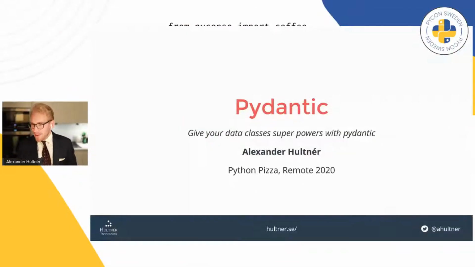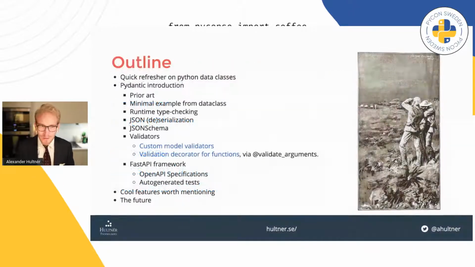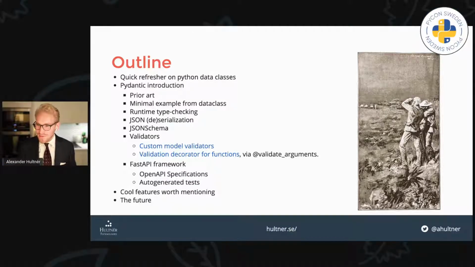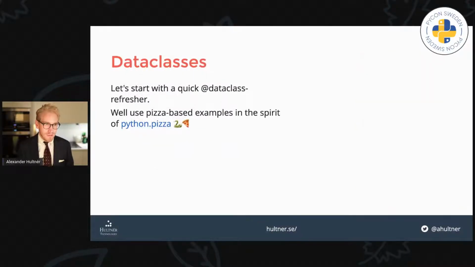So let me begin then. I'm going to talk very quickly about Pydantic. It's a way to supercharge your data classes. I'm not going to talk about myself; I've already done that. So, the outline: a quick refresher on Python data classes, then Pydantic, and some prior art. I'm going to show a minimal example of data classes, runtime type checking, JSON tools, YAML validators, custom model validators, how it integrates with the FastAPI framework, OpenAPI specifications, and other cool things you can do with that.